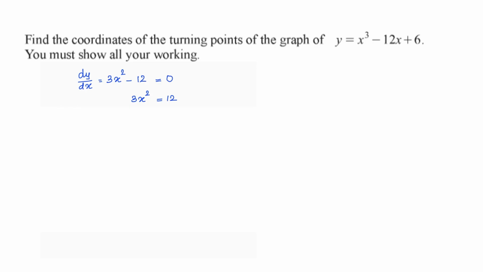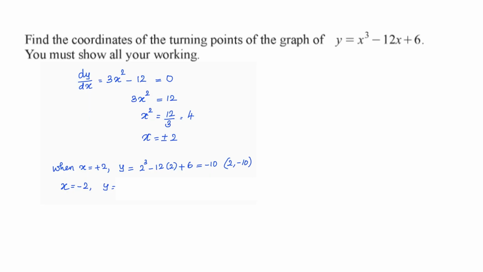3x square is equal to 12, or x square equal to 4. So x is plus or minus 2. When x is plus 2, y is 2 cube minus 12 times 2 plus 6, which gives negative 10. And when x is equal to negative 2, y is equal to minus 2 the whole power 3 minus 12 times minus 2 plus 6, which gives 22. So the turning points are 2 comma minus 10 and negative 2 comma 22.